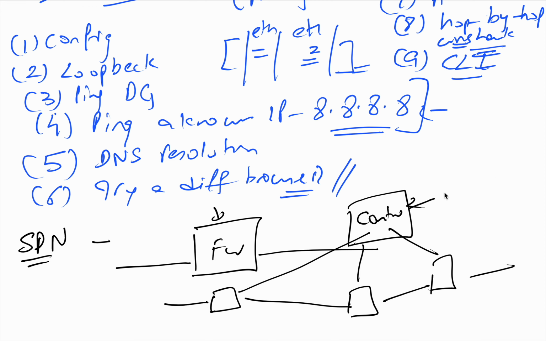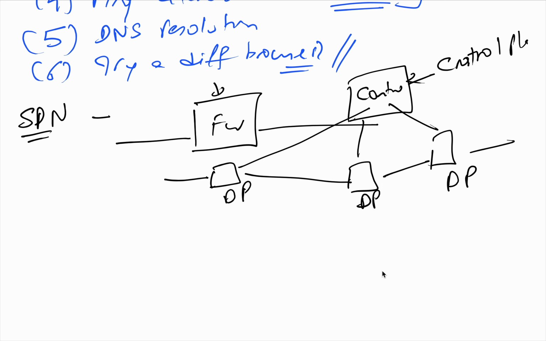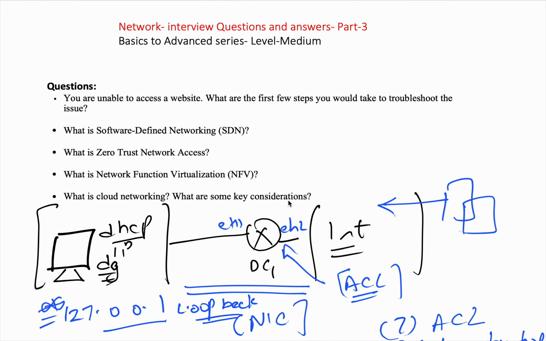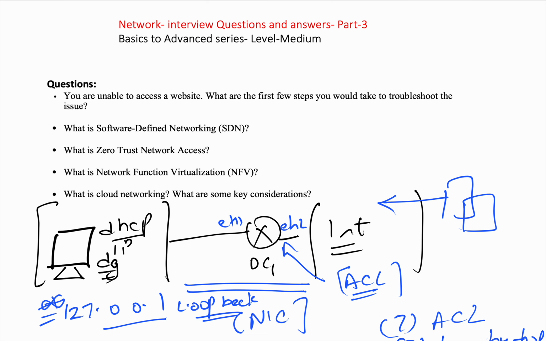This is the controller where you have the control plane, and these are the data planes. This is a very simple example for you guys to understand. So this is how software-defined networking works. So you can say that SD-WAN is also a type of software-defined network, wherein the data plane and the control plane are separate. And moving on to the next question, I hope these two questions are clear.